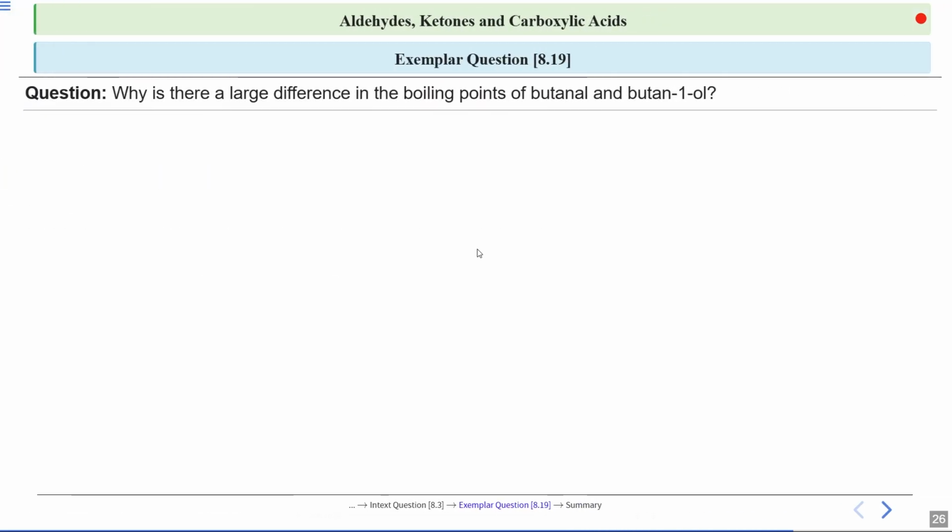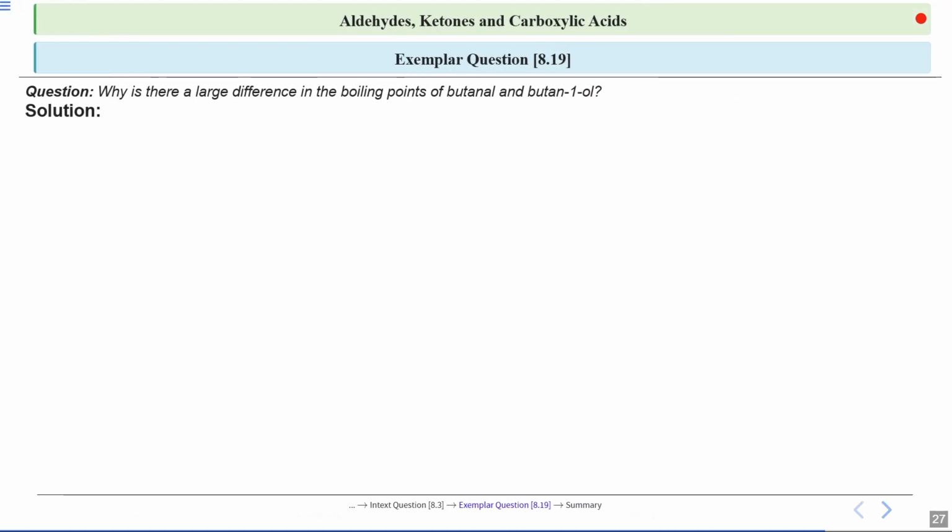Now let us see one more question, which is an exemplar question. Why is there a large difference in the boiling points of butanal and butan-1-ol? You have to compare an aldehyde and an alcohol. If you look at the solution, let's start with butanal, which is an aldehyde. We know that an aldehyde has a polar carbonyl group, and this polarity affects how molecules interact with each other.